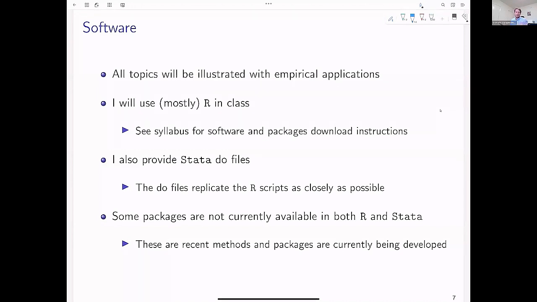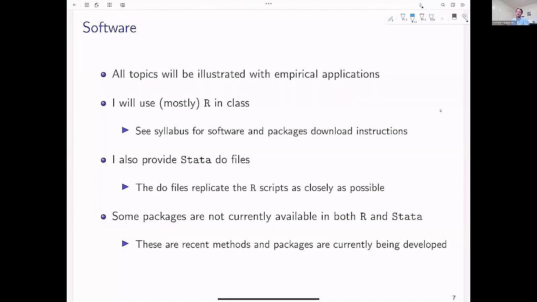I'm happy to answer questions whenever I can about either R of theta or theta. Okay. But then one caveat that I have to make, even though I said I will use R in the in-class applications, these are very recent methods, which is kind of exciting, no? But that also means that some of the packages we're going to use are actually being developed as we speak.